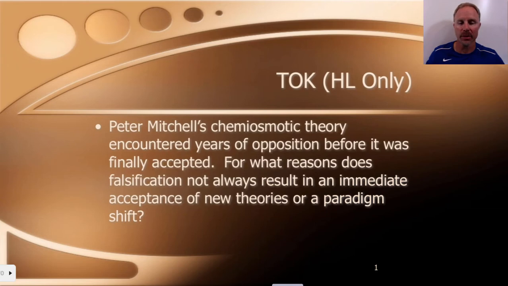It says Peter Mitchell's chemiosmotic theory encountered years of opposition before it was finally accepted. For what reasons does falsification not always result in an immediate acceptance of new theories or a paradigm shift? So take a couple seconds and go ahead and construct an answer to that, and then we'll discuss it in class. Okay?